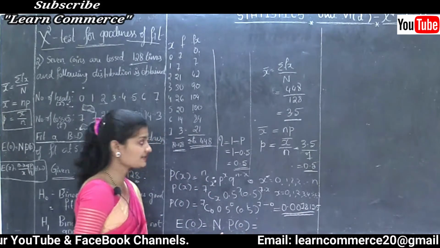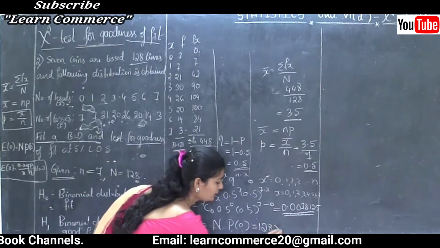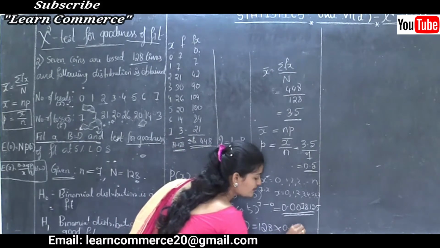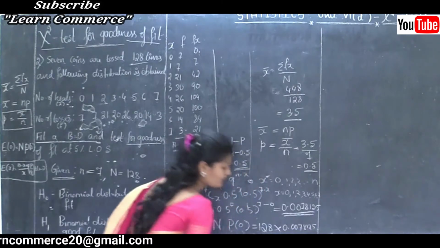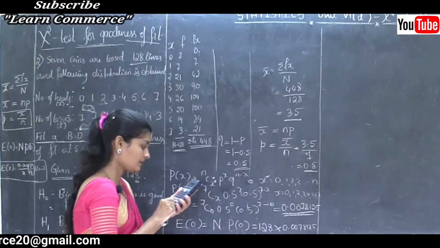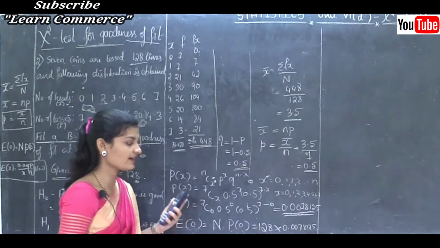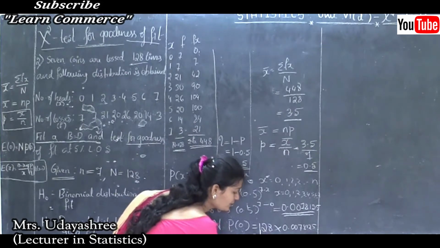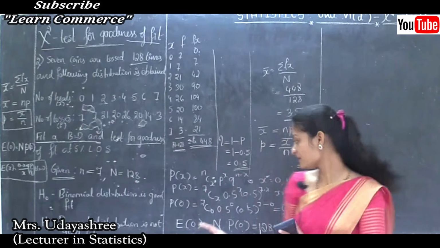So capital letter N, that is 128, into p of 0, that is 0.0078125. This is equal to 128 into 0.0078125, which is 1. So here the first theoretical value is 1. Okay, next, this is the first theoretical value.